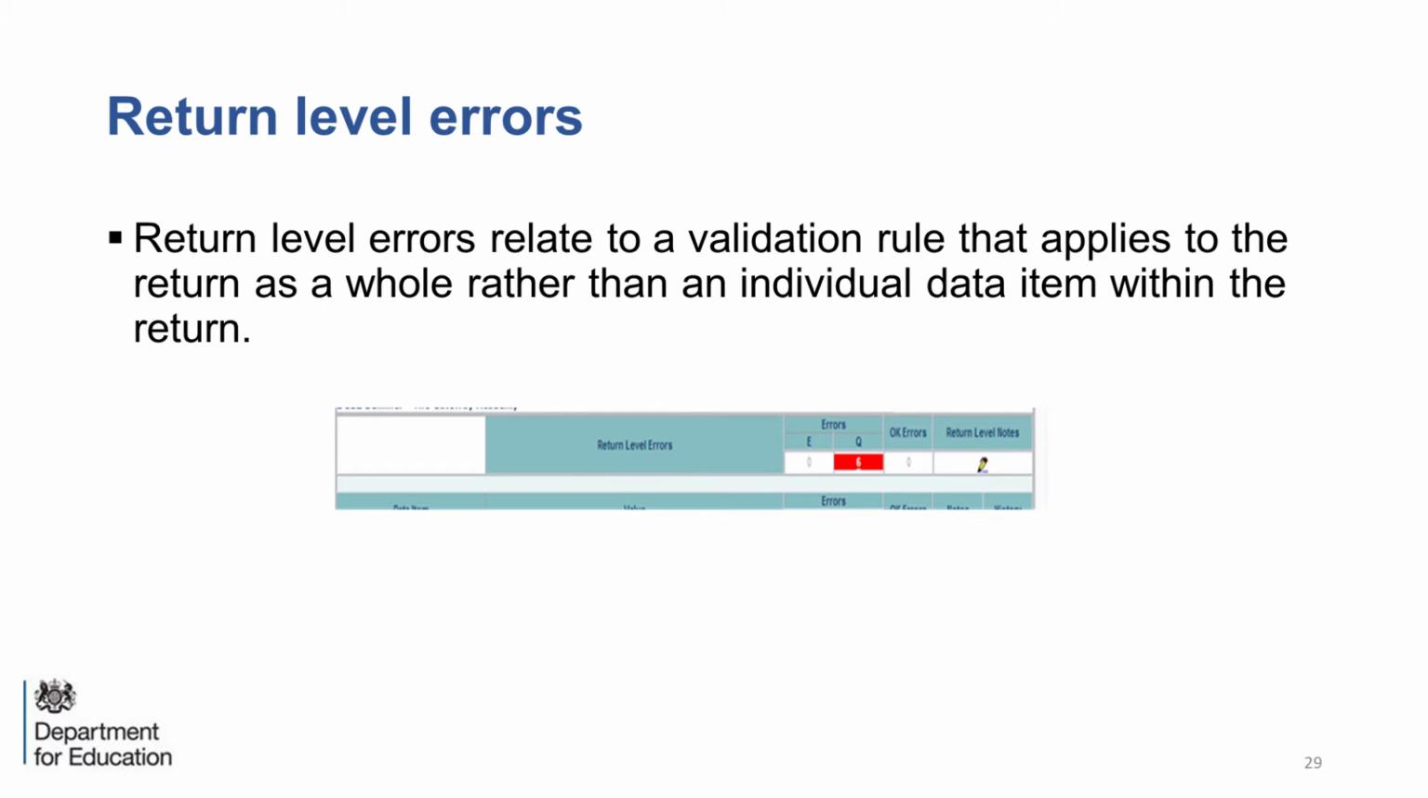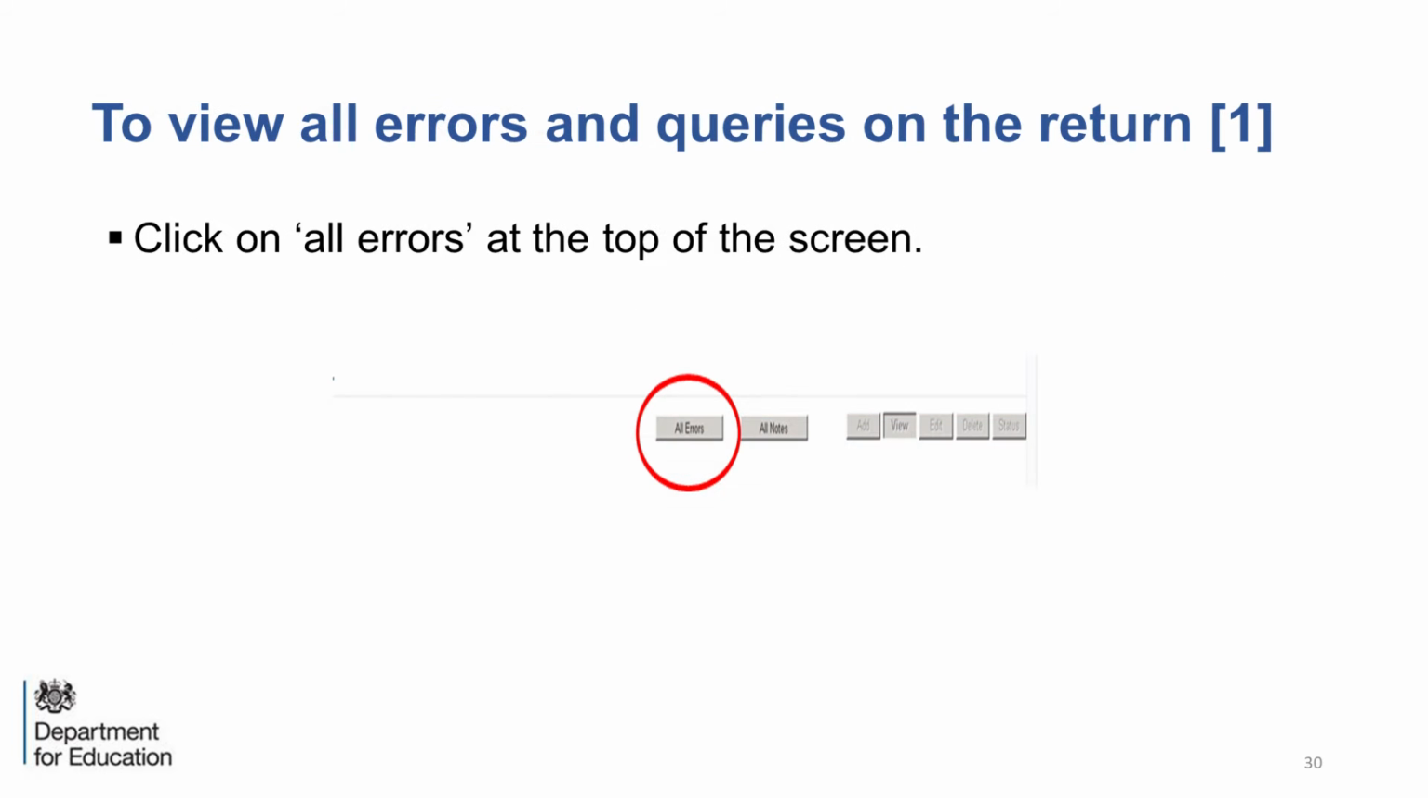Return level errors relate to a validation rule that applies to the return as a whole rather than an individual data item within the return. To view all errors and queries on the return, click on All Errors at the top of the screen.